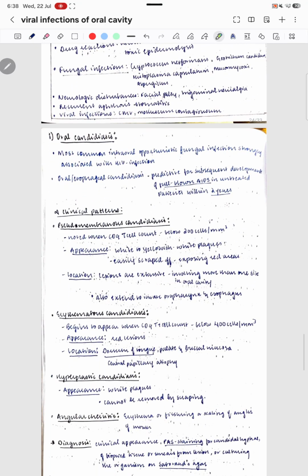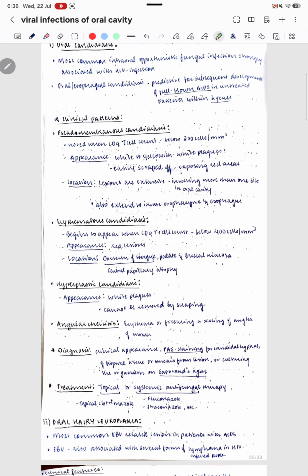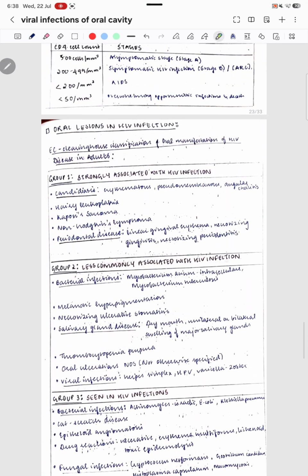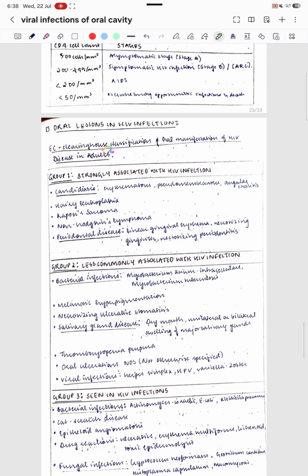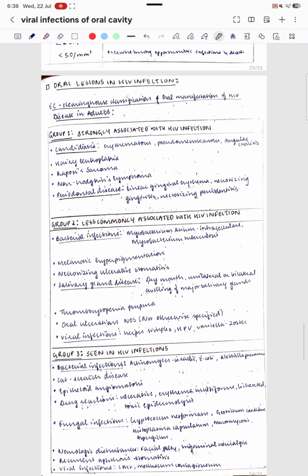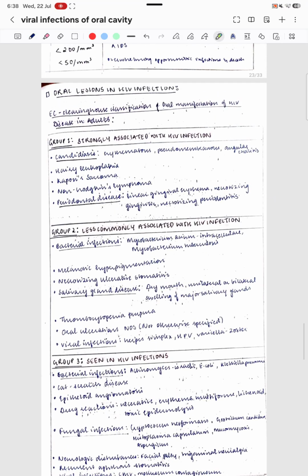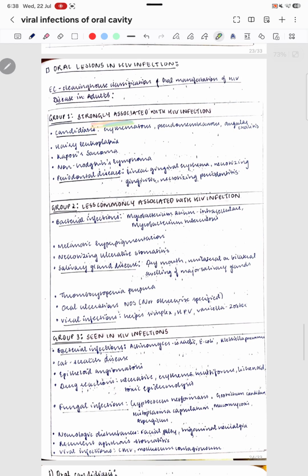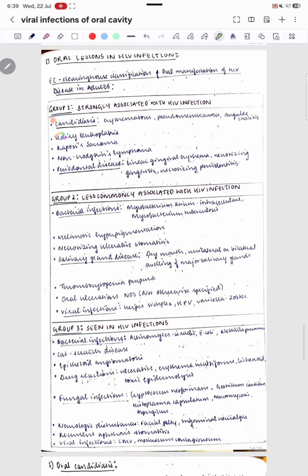Okay, so what are the oral lesions? Let us see. The Clearinghouse classified the oral manifestations of HIV into groups 1, 2, and 3. In group 1, which are strongly associated, as in they are definitely associated with HIV infection, we have candidiasis, hairy leukoplakia, Kaposi sarcoma, non-Hodgkin lymphoma, and periodontal diseases.